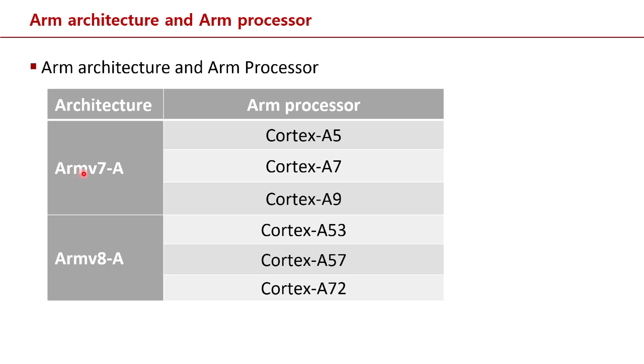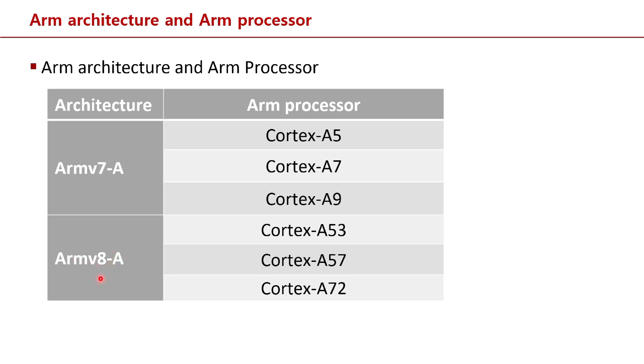In the case of the ARMv7-A architecture, the Cortex-A5, Cortex-A7, and Cortex-A9 processors are included. The ARMv7 architecture supports a 32-bit execution environment. The size of your register is 32-bit, and instead, if you analyze assembly instructions with the register, you can identify that the size of the word is 64-bit.